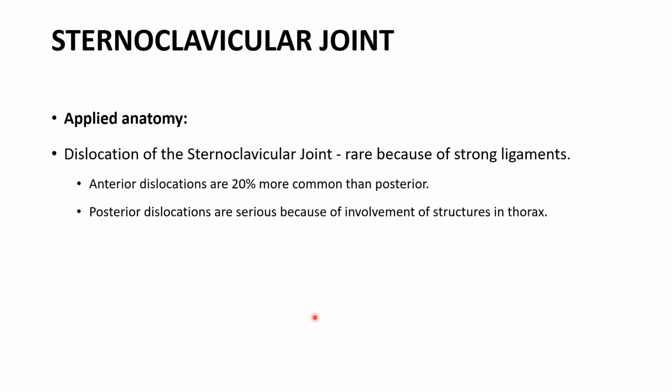The applied importance of it is dislocation of the sternoclavicular joint, which is rare because it has strong ligaments. The anterior ligament dislocations are 20% more common than posterior dislocations. The posterior dislocations, though they are rare, once they occur, they are serious because they involve the structures in the thorax posteriorly. That is, the esophagus is there, the blood vessels are there, the trachea is there. Hope you have understood about the sternoclavicular joint.